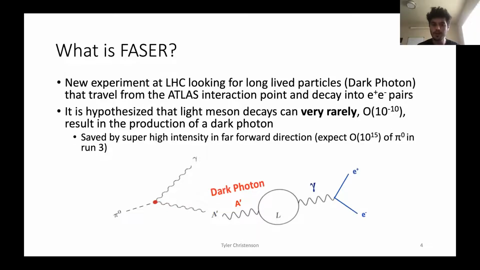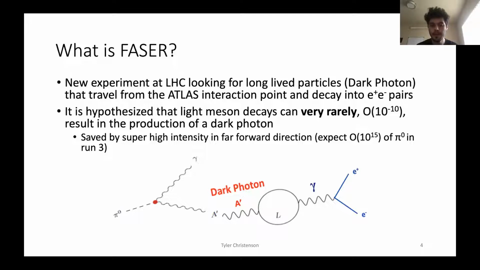So what is Phaser? Well, it's a new experiment at the LHC, the Large Hadron Collider, looking for long-lived particles, specifically what we're calling the dark photon. It's one of these mediators. And these would be traveling from the Atlas interaction point and then decaying into these positron-electron pairs in our detector that we would then be able to see and trace back to that interaction point, and potentially characterize it as the existence of one of these dark photons.